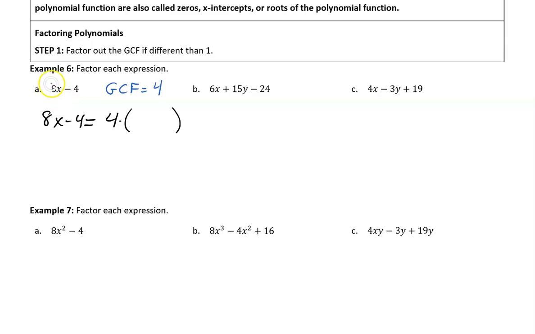So if I'm undoing the multiplication, what times 4 gives me 8, or what is 8 divided by 4? Well, that's 2. And then my x is still on there. I'll do the same thing for my last term. We have minus 4 divided by the 4 that I'm taking out gives me 1. There we go. So here is my factorization.